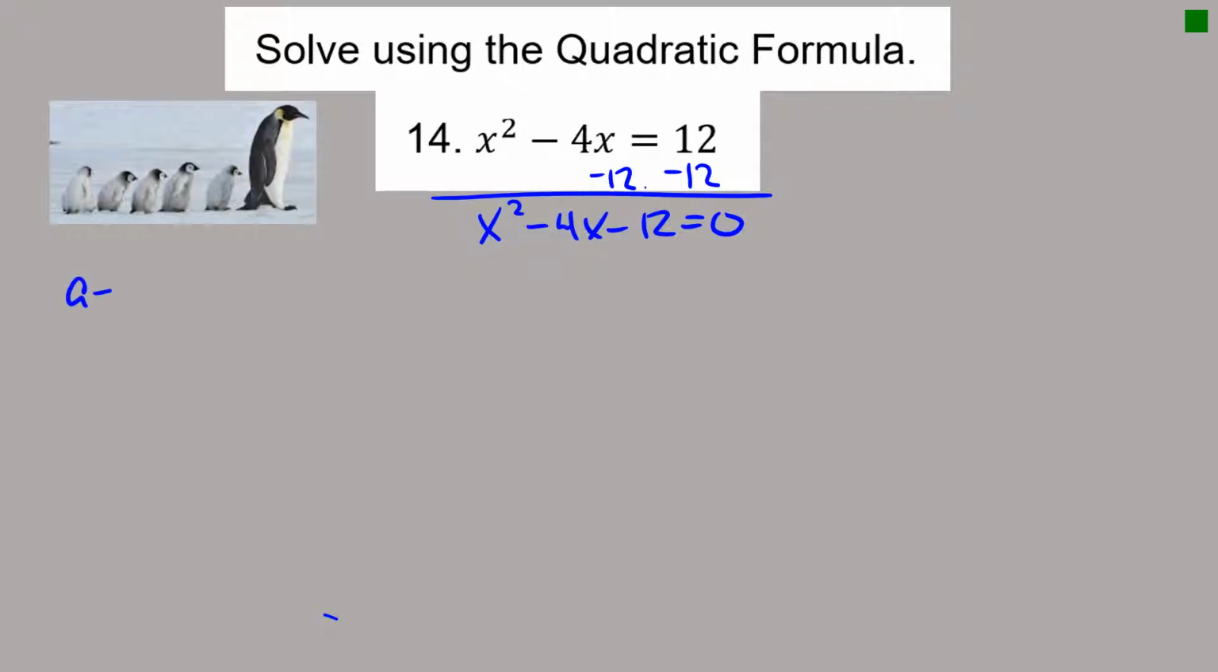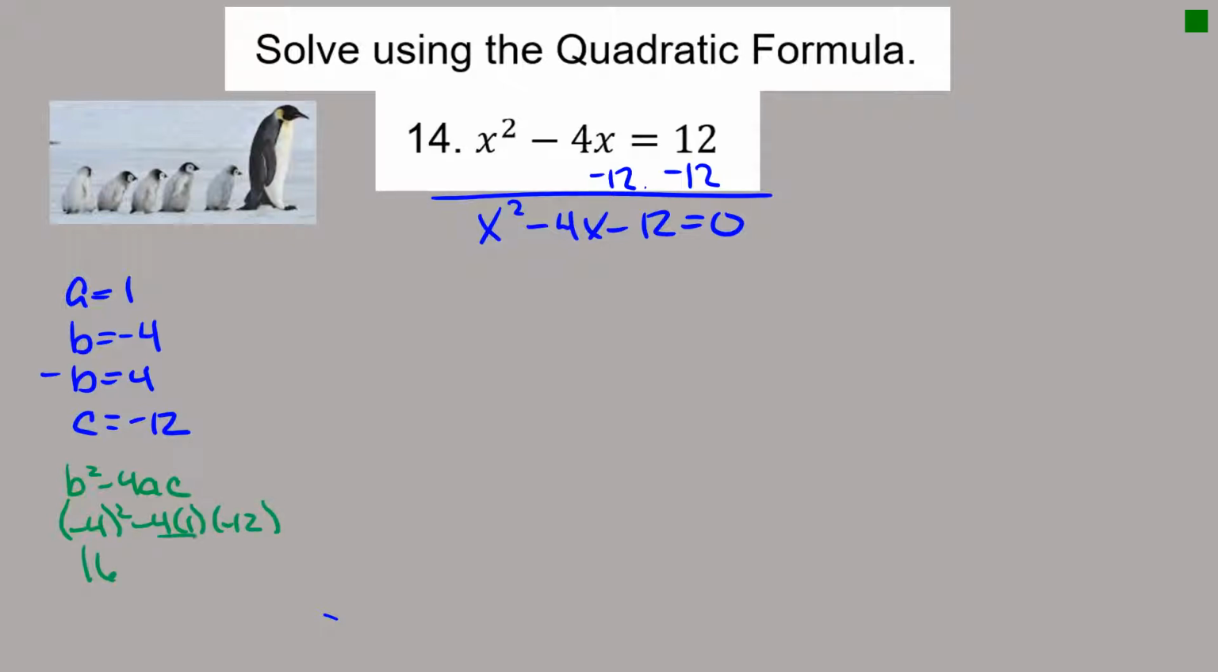Once it equals 0, we identify a as 1. It's the coefficient of x squared. B is negative 4, making the opposite of b 4. It's always the coefficient of x. C is the constant, which is negative 12. We're going to do the discriminant, b squared minus 4ac. So it's going to be negative 4 squared minus 4 times 1 times negative 12.